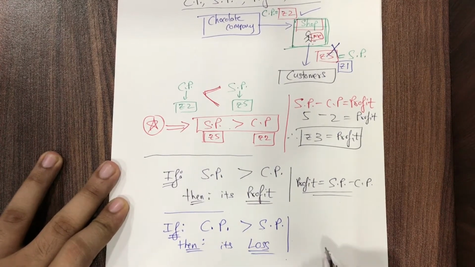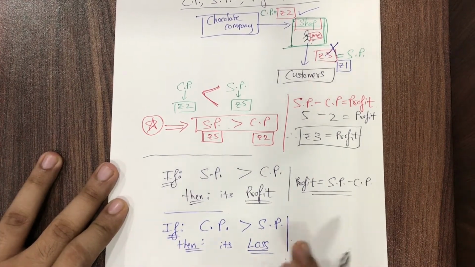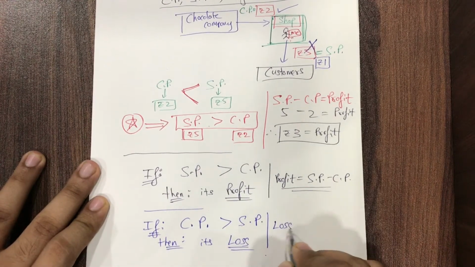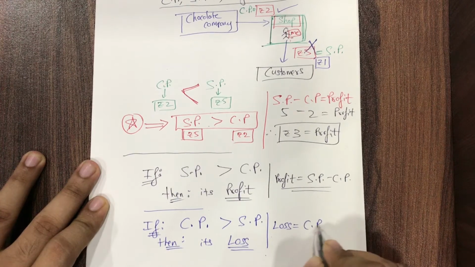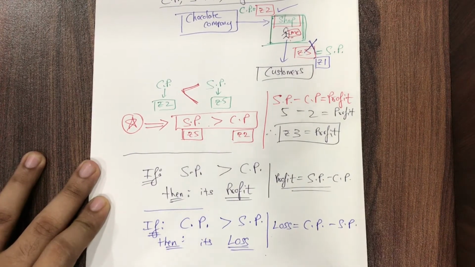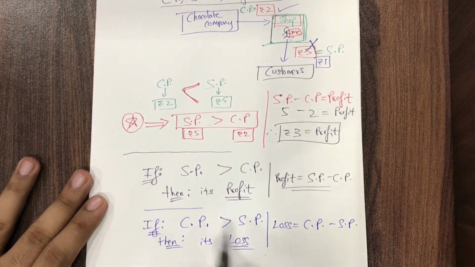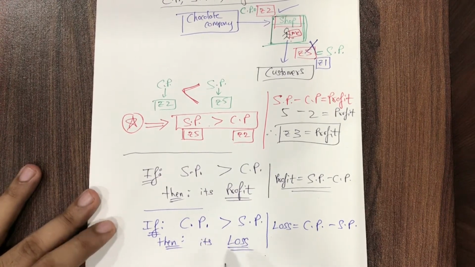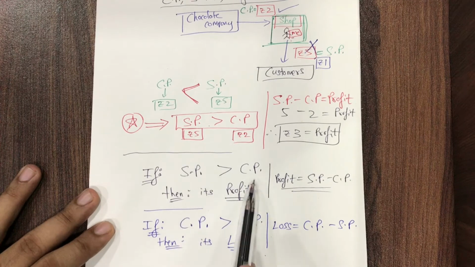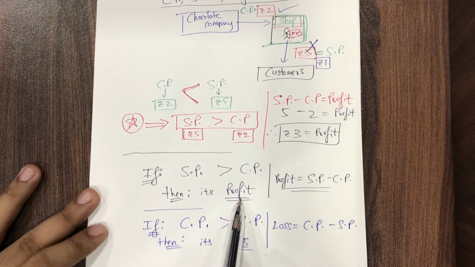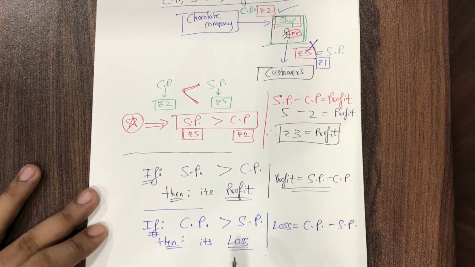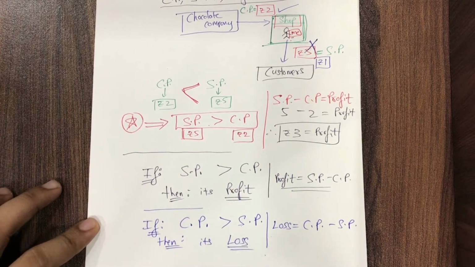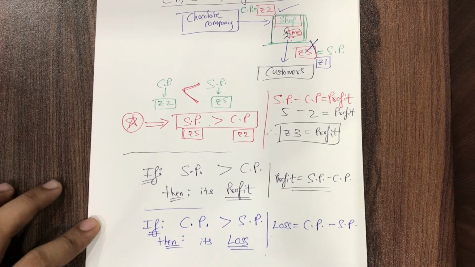And what's the formula? The same logic remains. Bigger quantity minus smaller quantity. So here, how to find loss? How much loss did I incur? Loss is cost price minus selling price. At the end of the day, students, you have to learn this concept, but don't rote learn it without understanding it. If selling price is greater than cost price, profit. So profit is selling price minus cost price. If cost price is greater than selling price, then it's a loss. So loss is cost price minus selling price.